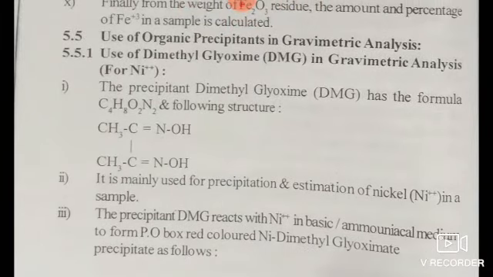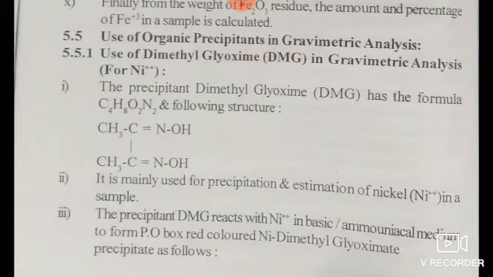The precipitant DMG reacts with Ni+2 in a basic or ammoniacal medium to form a red-colored nickel dimethylglyoxime precipitate as follows.